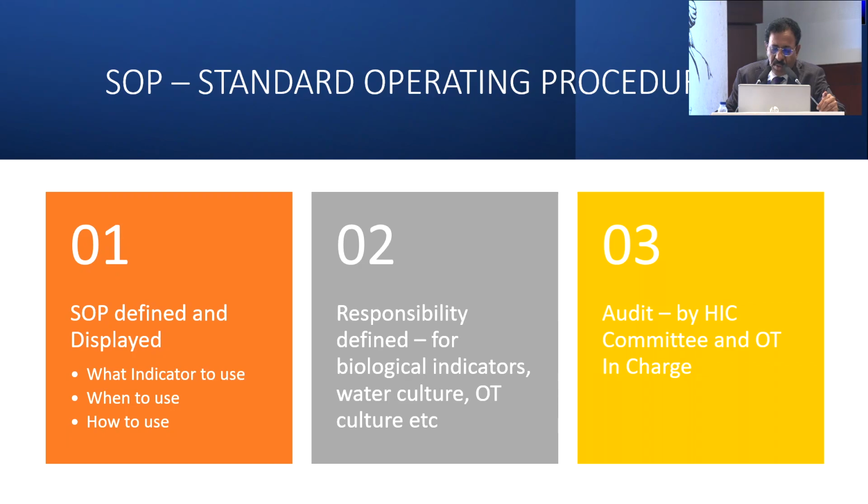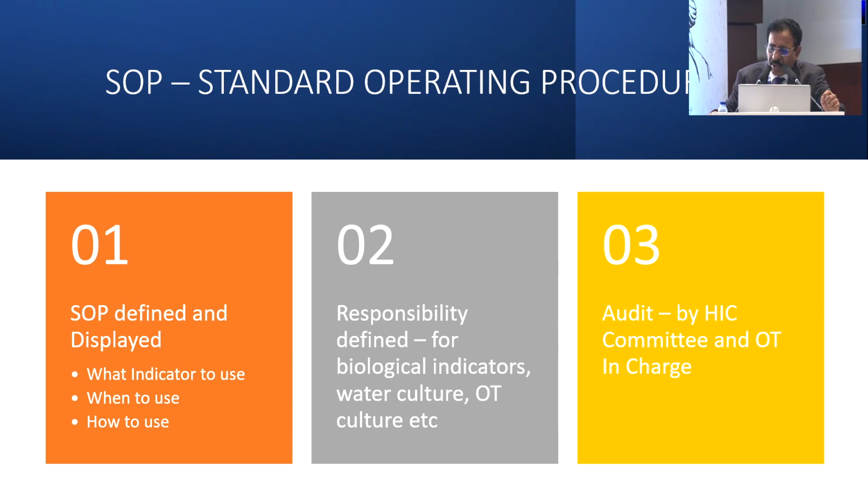You also need to define the responsibility. Who is responsible for that particular process? If somebody is operating a class B autoclave, who is responsible for that machine, who is responsible for doing the process and documenting it, and who will oversee the process? There has to be a supervisor to oversee the process. And if you are going to use biological indicators and certain water cultures, those things have to be documented.